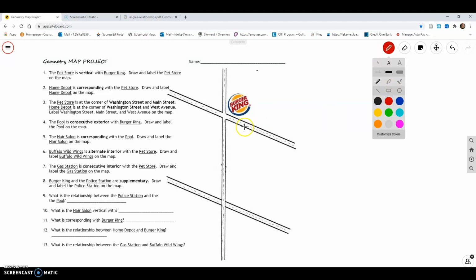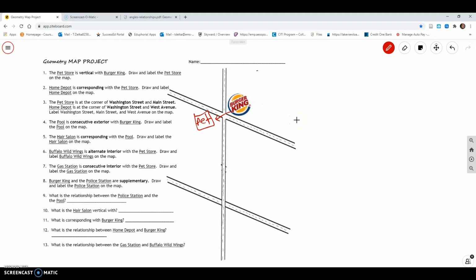Here we go. I'm going to go with red. So a vertical angle will be directly across. And we're going to call this the pet store. Now, I'm not going to get fancy with the names because, one, I'm working on the computer and this just looks funny. So I'm just going to call it the pet. Okay, you'll know that it's the pet store. Make sense? So there's your vertical angle.